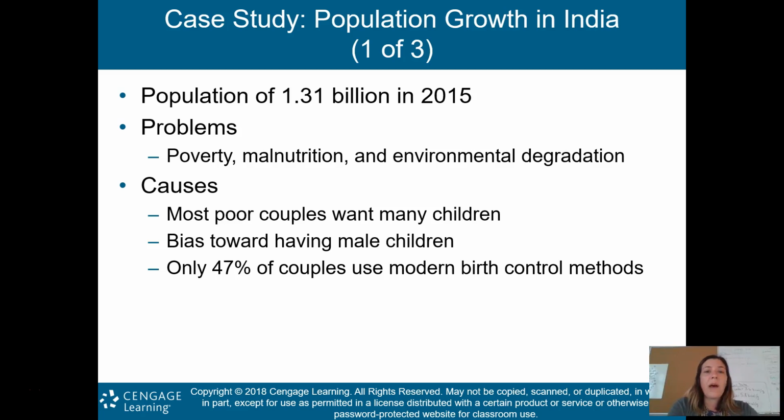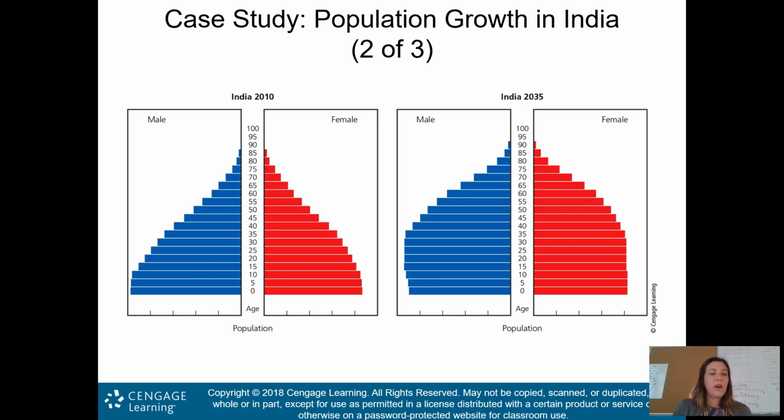So poverty, malnutrition, environmental degradation. There's a lot of different causes for rapid population growth in India and for this large population size. Most couples want to have a lot of children. There's a bias towards having male children. And only just under half of couples are using modern birth control methods. So this is India in 2010, and this is the projection for India in 2035.